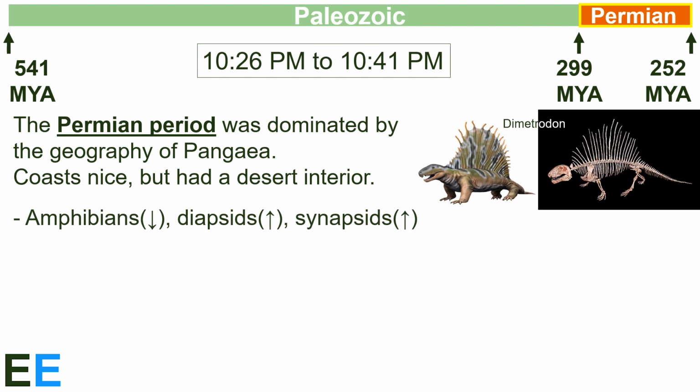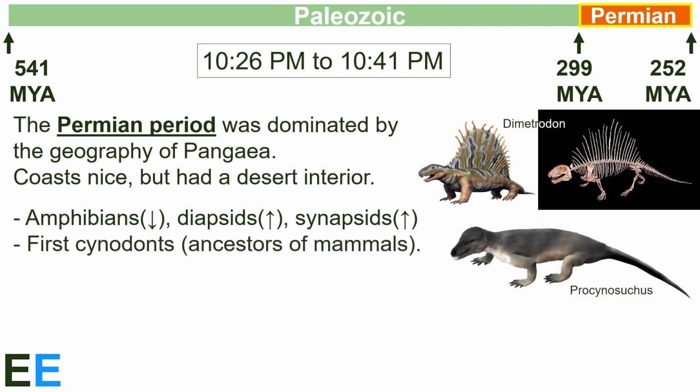During the Permian, amphibians began to decline, but the diapsids, ancestors of modern reptiles, and synapsids increased. This would have been because they could move away from the shores to lay their eggs, while amphibians were still restricted to laying their eggs in the water. This is also when we see the first cynodonts, like Procynosuchus, evolve. Cynodonts are the ancestors of mammals.